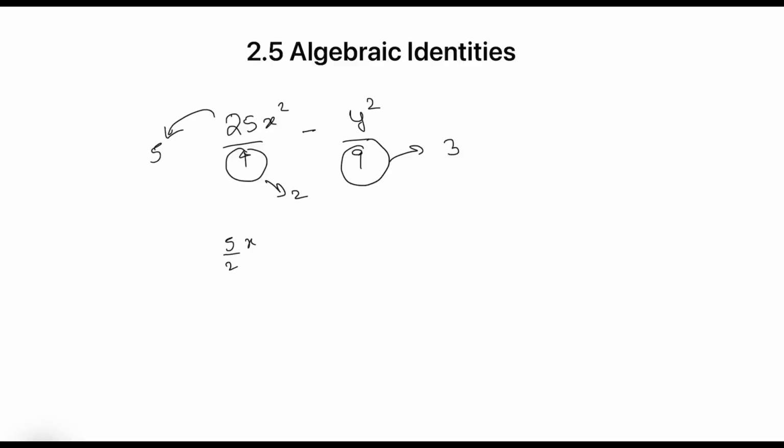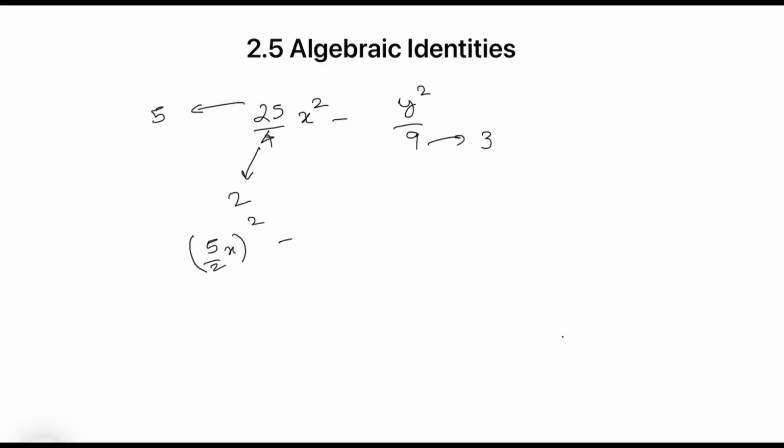25 x square by 4 minus y square by 9. Now in this, 9 is a square of 3, 4 is a square of 2, and 25 is a square of 5. So (5 by 2 of x) square minus (y by 3) square. We know the identity.